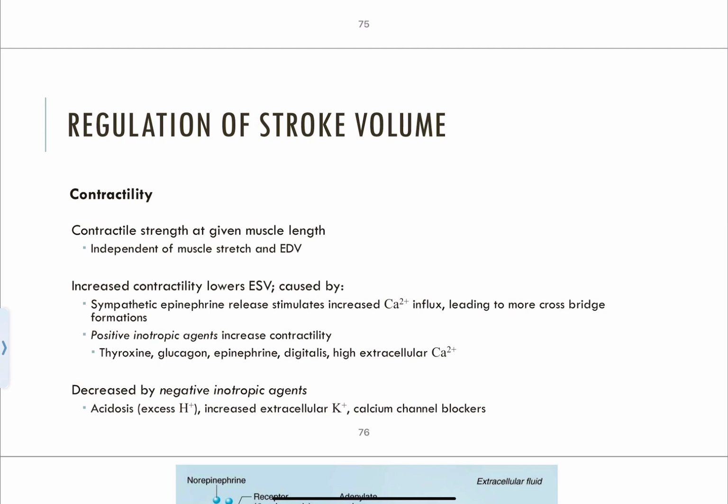Anything that's going to decrease the contractility of our cardiac muscle cell is considered a negative inotropic agent. So something like acidosis, if we have too many hydrogen ions, if we have increased extracellular potassium, or if we're using calcium channel blockers, because then we're not allowing calcium to come into the cell.